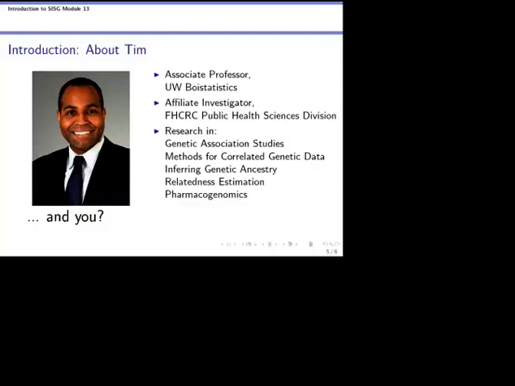So there's often issues with cryptic relatedness among individuals, including large-scale genomic studies where you may not have genealogical records. And so a lot of the work that I've been focusing on is how to infer relatedness among individuals using genetic data when genealogy is not available. And recently I started doing some work in pharmacogenomics with some collaborators, trying to look at different responses to different drugs for different genetic profiles.